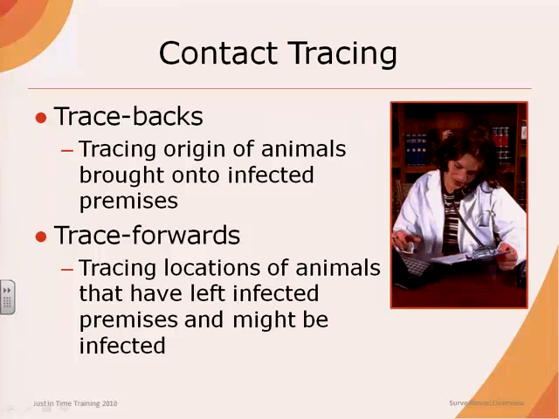Trace forwards involve the efforts to find and follow any animals that have left the infected premises during the critical period, which is defined by the disease of concern, when they may have been in contact with infected animals. These animals may be spreading the disease to new areas, so the premises to which they have gone must be identified and investigated.